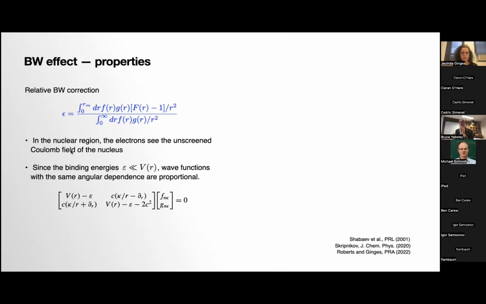But what we want to notice is the following thing, that in the nuclear region, the electrons see the unscreened Coulomb field of the nucleus. That's where this interaction takes place, of course. Since the binding energies of the electrons are going to be much smaller than the Coulomb potential, the wave functions with the same angular dependence are proportional. So when you're in that region, the binding energy is going to be way smaller than, say, minus z/r. Then you can neglect these binding energies epsilon in the Dirac equation. So this is the Dirac equation. We've got the potential, the binding energies, and kappa, which determines the angular momentum quantum number.